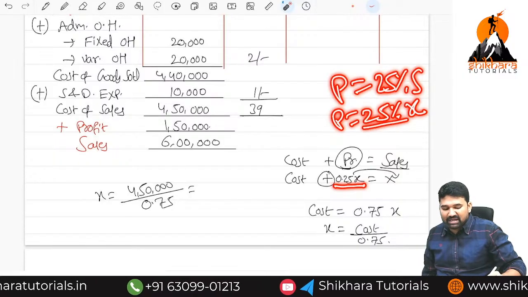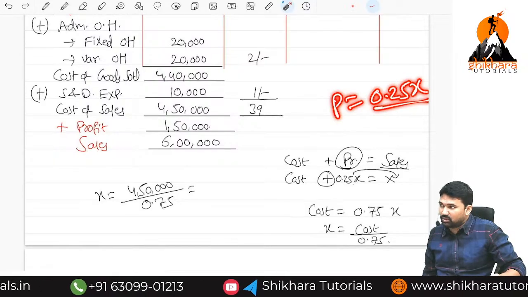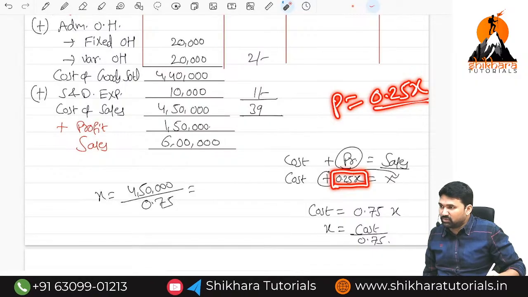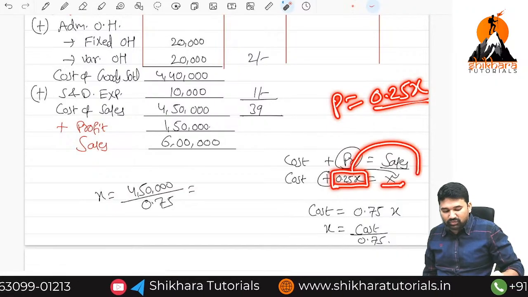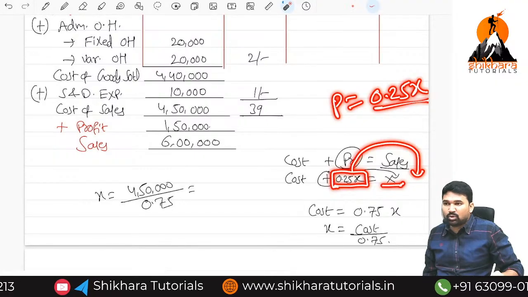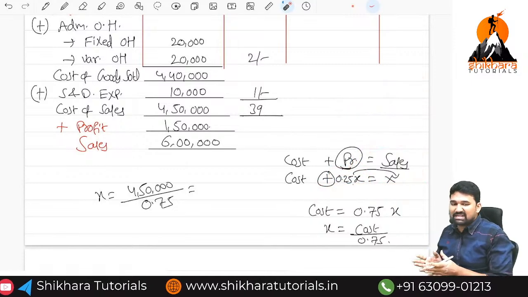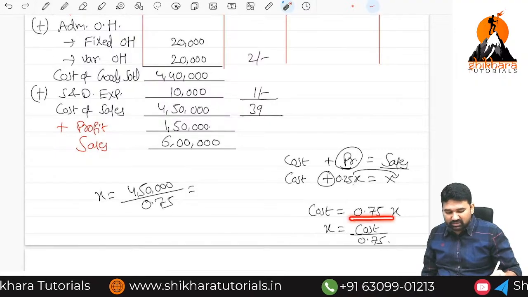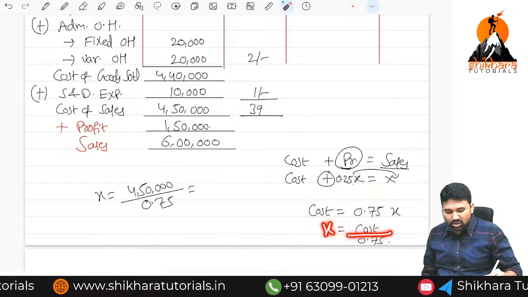25% of x. It means in number, profit is equal to 0.25x. That is why I have written 0.25x. Cost plus 0.25x is equal to x. I have taken this 0.25 to the opposite side. Whenever we take something to the opposite side, the symbols will change. So automatically the plus symbol will change to a minus symbol. So x minus 0.25x is equal to 0.75x. Cost is equal to 0.75x. That is, x is equal to cost by 0.75.